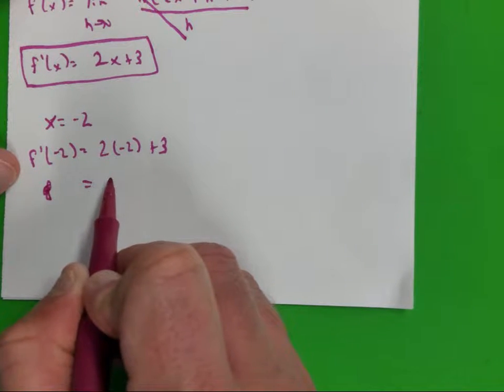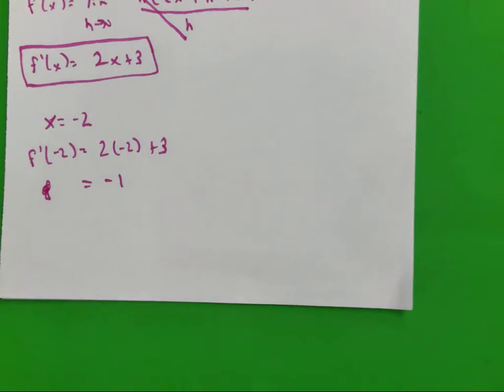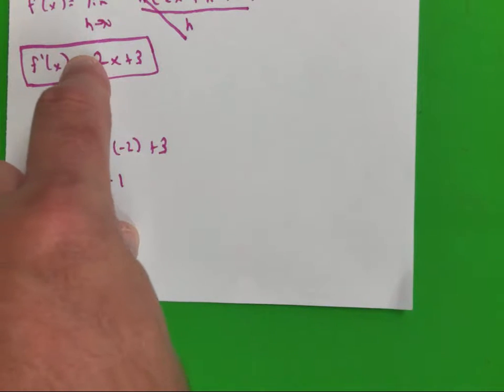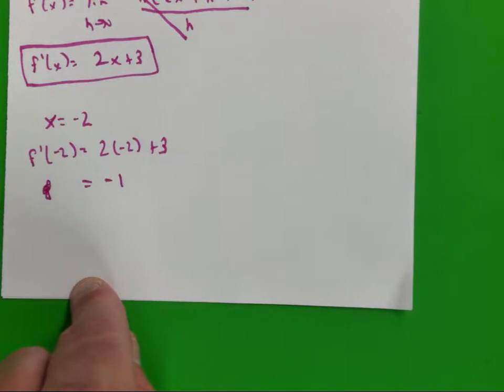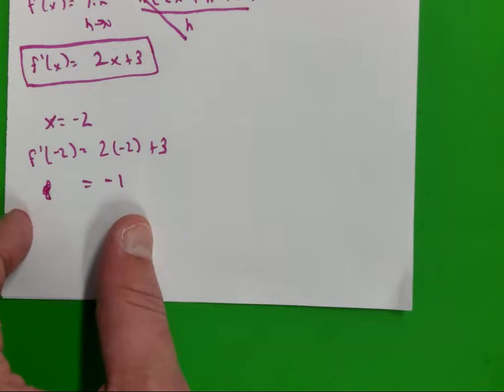What's 2 times negative 2, plus 3? So the slope of the tangent line at that instance at x equals negative 2 is negative 1. Well, that's part of your answer because you want the derivative and then you want that answer. That's your derivative and that's your IROC at that particular point.